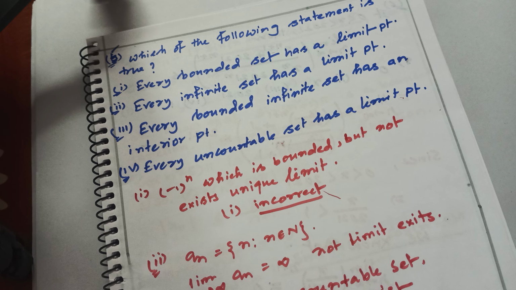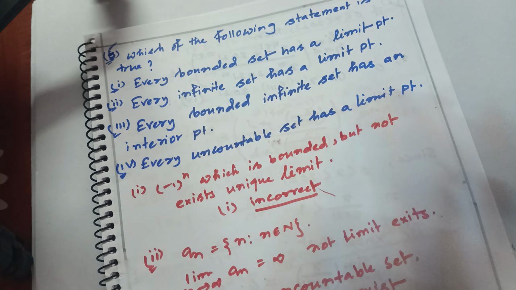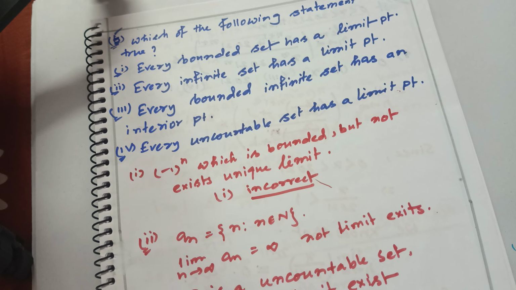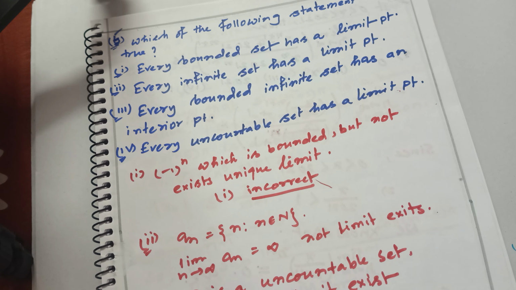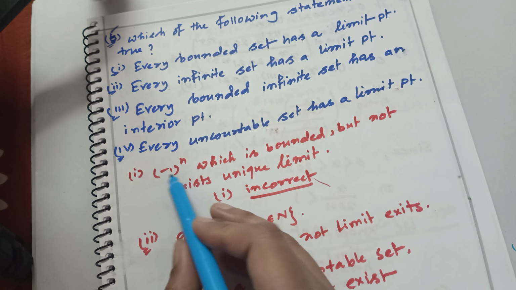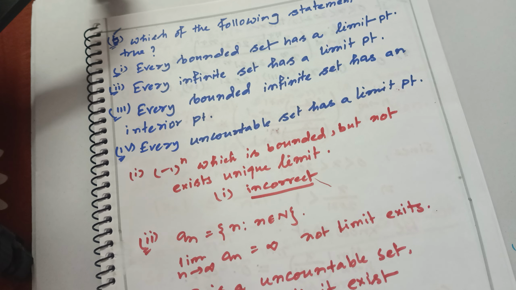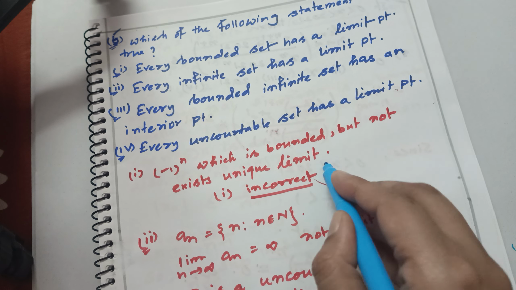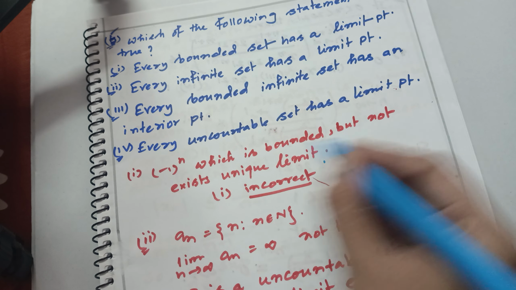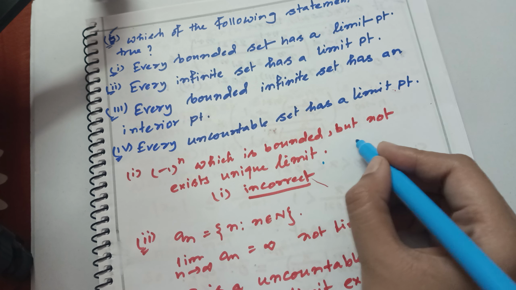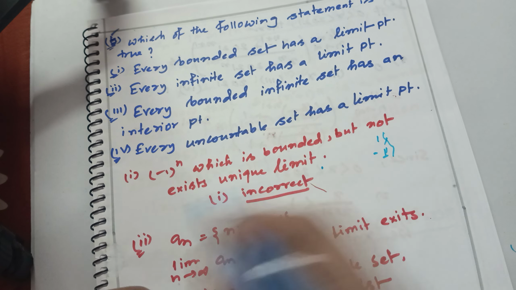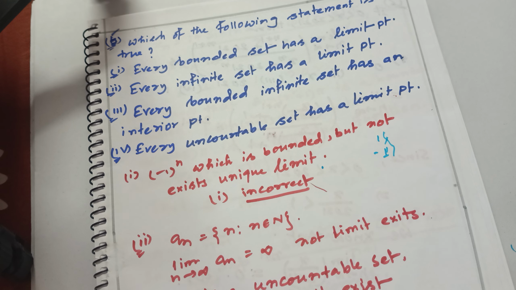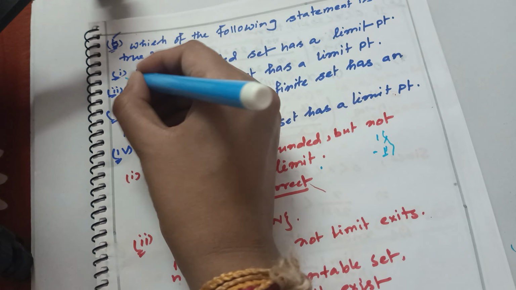The fifth question says which of the following statements is true. Okay. So the first statement says that every bounded set has a limit point. So if we consider (-1)^n, which is bounded but does not have exactly one unique limit point. Here if n is even we get 1, and if n is odd we get -1. This is an oscillating sequence. So it does not have a single limit. So the first option is incorrect.